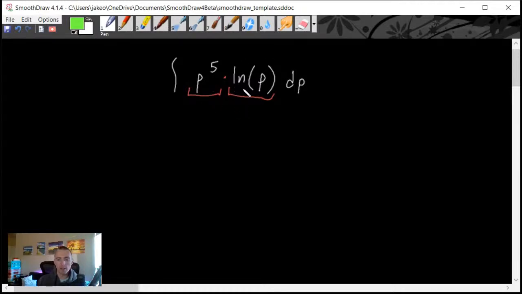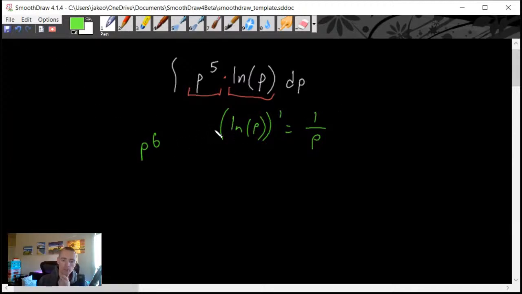The reason why I say that is, what is the derivative of natural log of p? Well, if we took the derivative of ln p, that would just give us 1 over p, which if we were to think about taking the integral of p to the fifth, that would give us some sort of p to the sixth term, right? Which if we have a p to the sixth times a 1 over p, that's going to end up simplifying quite nicely. And I'll show you kind of what I mean by that.